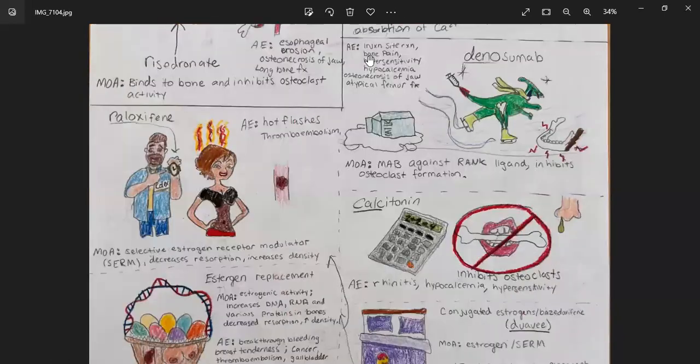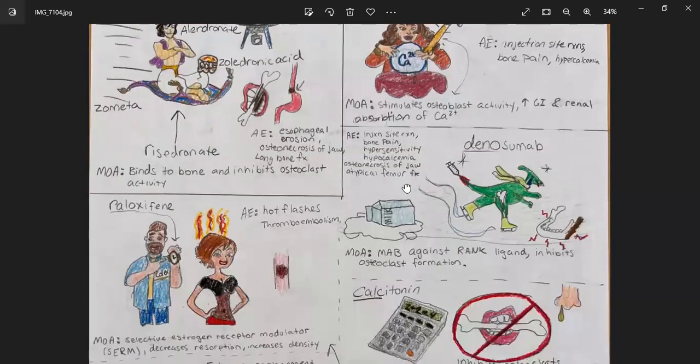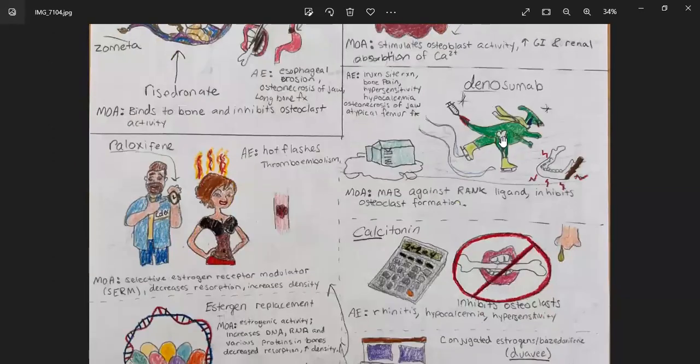The rest of these drugs are all for osteoporosis. So we have a dinosaur who is skating on an ice rink. So Dino, who is skating, so denosumab. He's skating on an ice rink because this is a monoclonal antibody against RANK ligand and inhibits osteoclast formation.